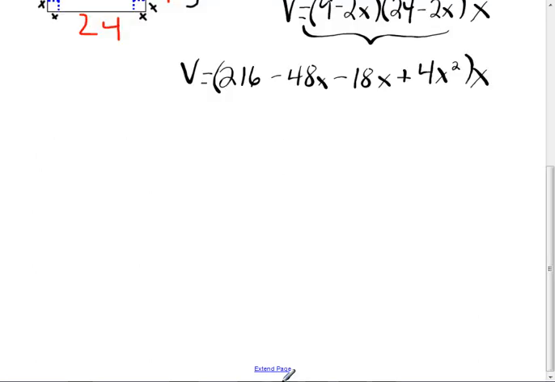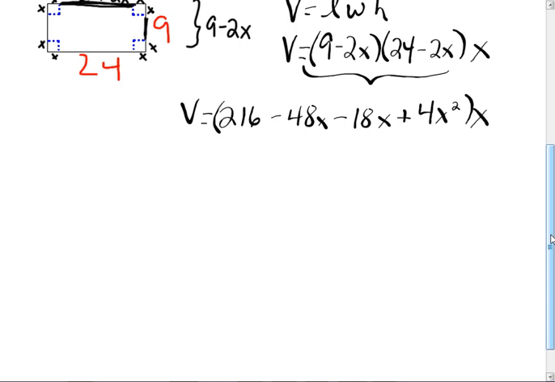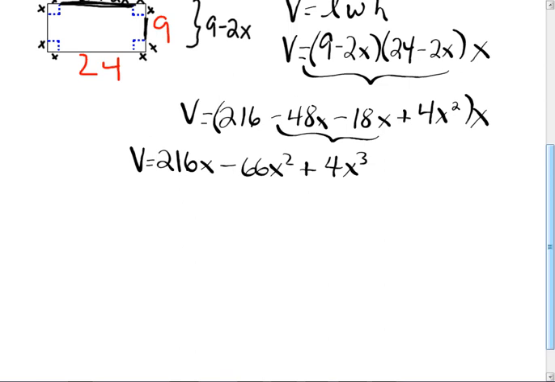And now I'm going to simplify and distribute that x. So it's 216x. Now when I add these together, what am I going to end up with? They're both negatives. Minus 66x squared plus 4x to the what? 3. Okay, all my exponents look good. That's all algebra. The calculus is the easy part.